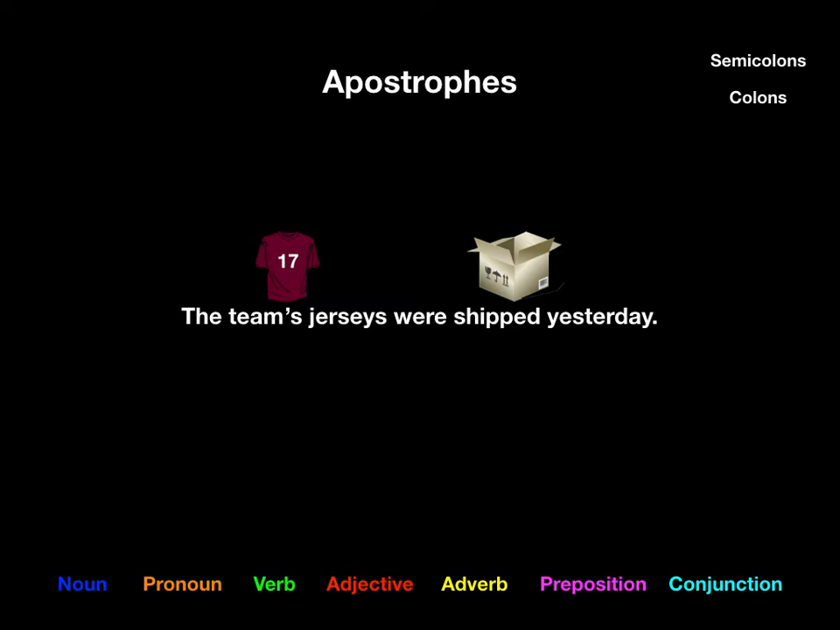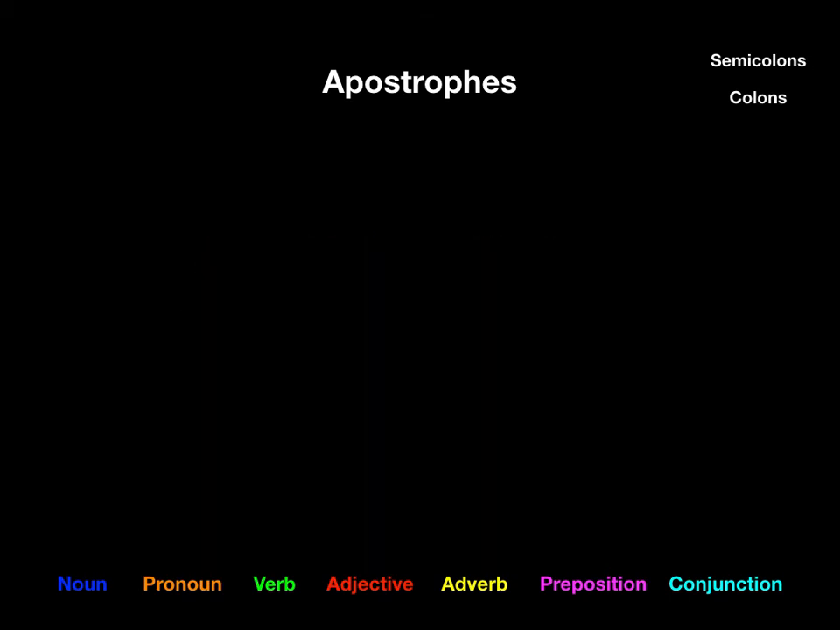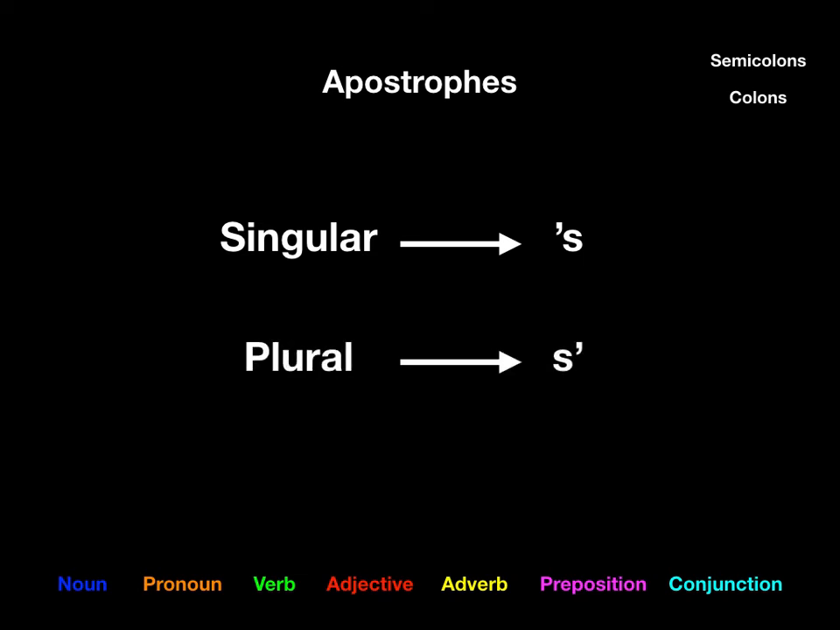However, we want to denote that there are multiple teams' jerseys that were shipped yesterday. In order to illustrate this, we move our apostrophe from before the S to after. The teams S apostrophe jerseys were shipped yesterday. Remember that if we want to denote a singular noun, we put the apostrophe before the S. If we want to denote a plural noun, we put the apostrophe after the S.